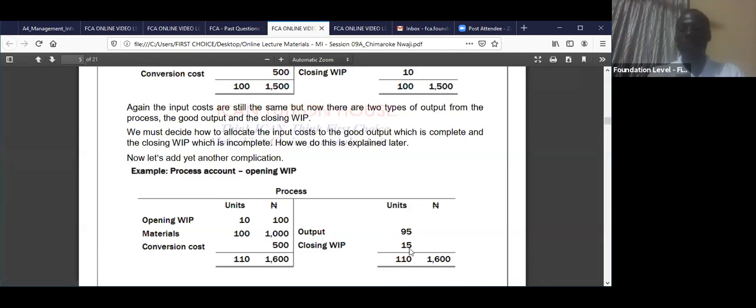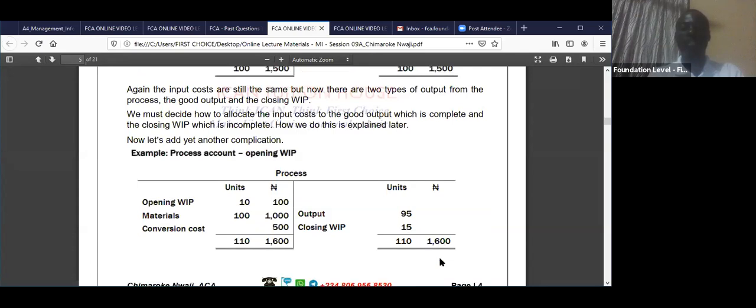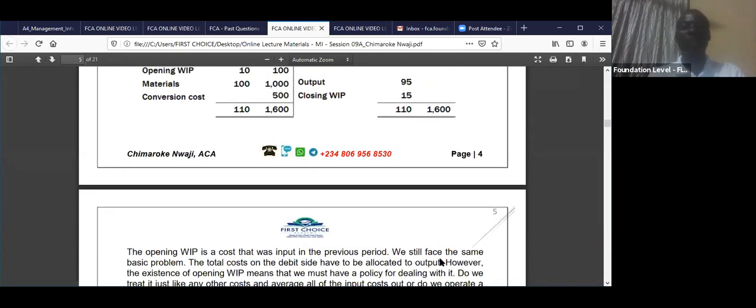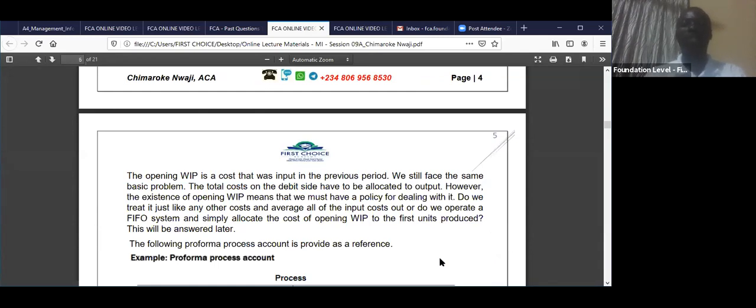Then the closing work in progress is 115. So you see now that the cost has increased. So the opening work in progress is a cost that was input from the previous period. So you see, as you are taking over from one process to another, or from one period to another, you carry the work in progress.